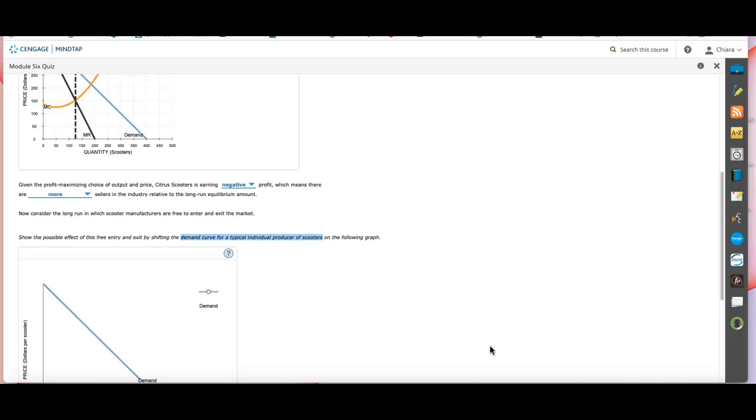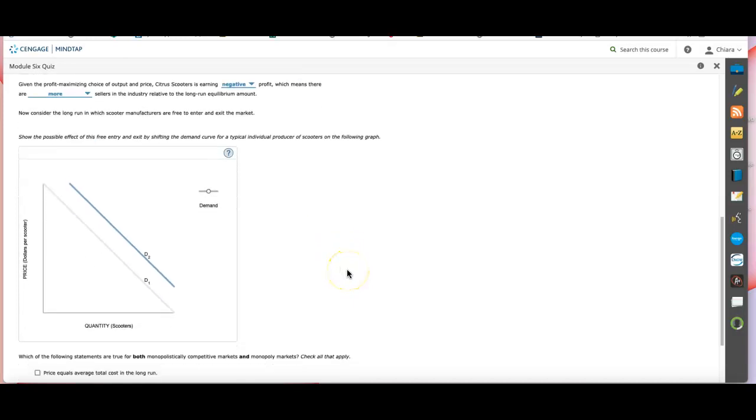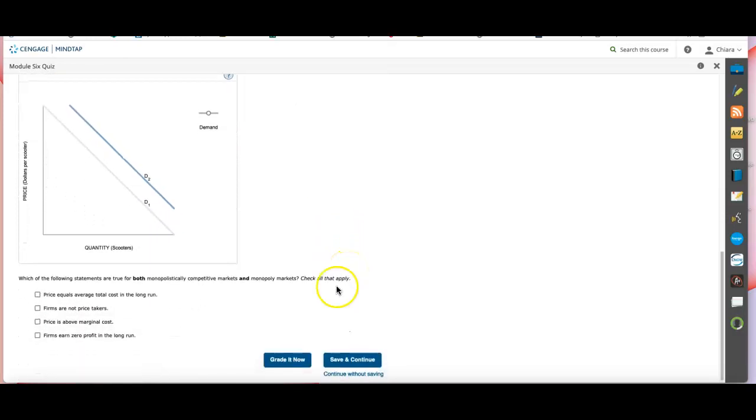sellers. If there's fewer sellers, the demand curve will increase, right? Because now we have more customers that we can have. When there's an increase of the demand curve, we make it shift to the right. So this is what you would have had to do here, is identify the shift of the individual producer's demand curve when there are fewer sellers, when there's sellers leaving the market. Which of the following statements are true for both monopolistically competitive markets and monopoly market?